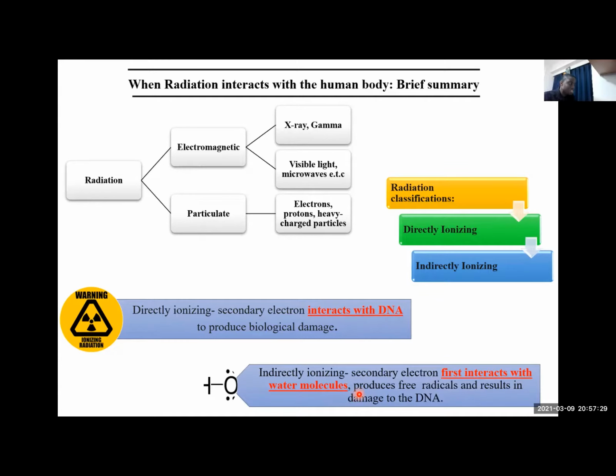Why? Because the human body is made up of 70% of water. There is an old chemistry joke that if you like water, you already like 70% of me, because the human body is made up of 70% of water. So in the indirect interaction, the secondary electron first interacts with water molecules. Water molecules produce free radicals, and the free radicals result in damage to the DNA.